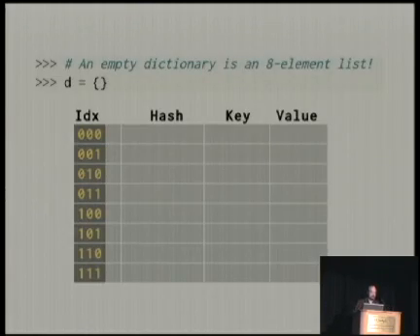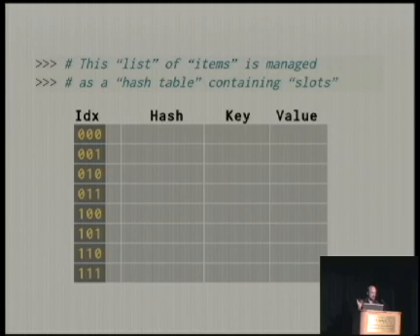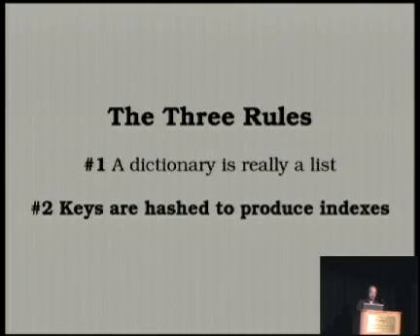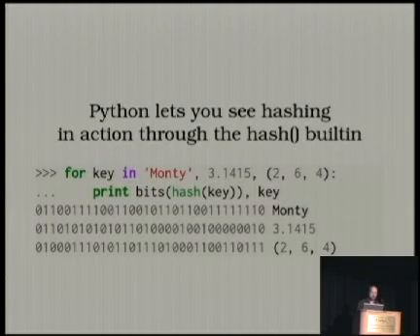First, a dictionary is really a list. When you start out with an empty dictionary, it actually behind the scenes is creating an 8-element list or table in a contiguous block of RAM. I might occasionally call this a list and items to continue the analogy with lists, but the correct term that I'll often use is a hash table, and I'll call the entries in its slots. The second rule is that keys need to be hashed to produce indexes.